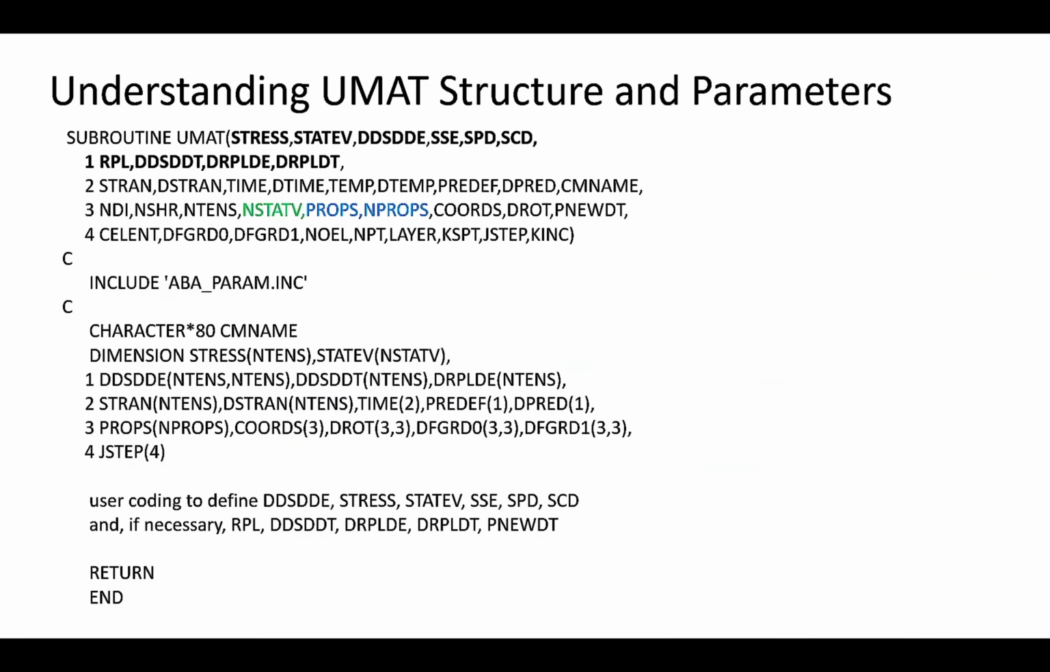Now if you look at the UMAT subroutine, this is the main block of the user material subroutine in Abaqus, and you can see subroutine UMAT is called with a number of variables. This is a library file which you always have to include, and then there is the definition or initialization of different variables, what type of variables these are. And then this is the part where you write your code.